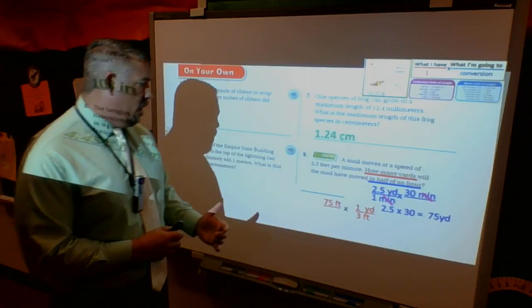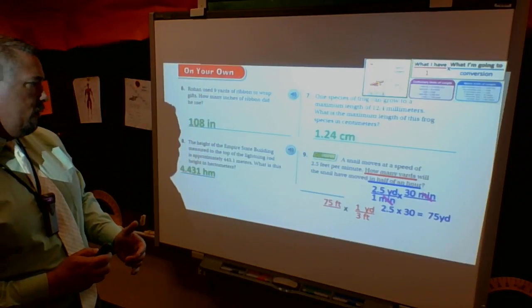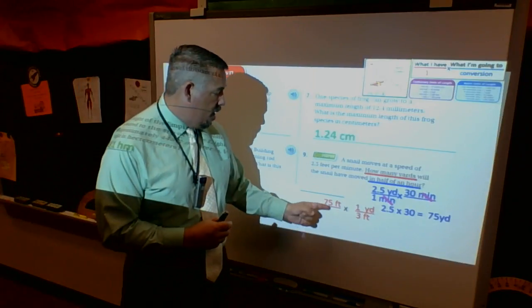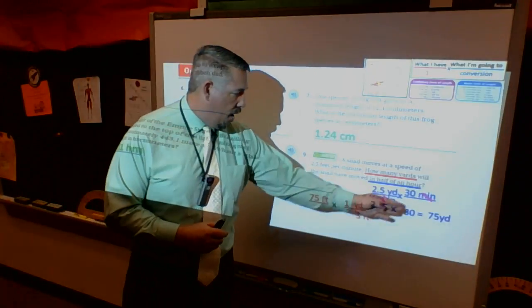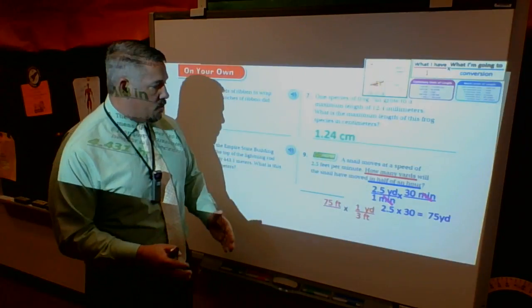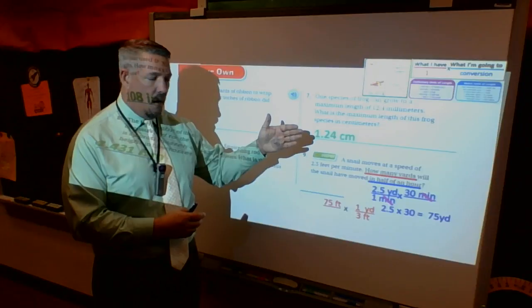How do I change it into feet? Or how do I change it into yards? Man, I'm getting this all backwards. I apologize. If I have 75 feet, I just changed it back down here, and I'm going to change it into yards. That's when I have to do my conversion that we've been talking about.